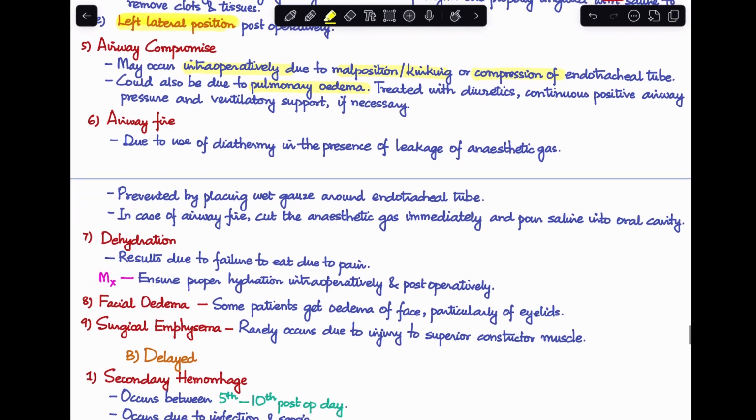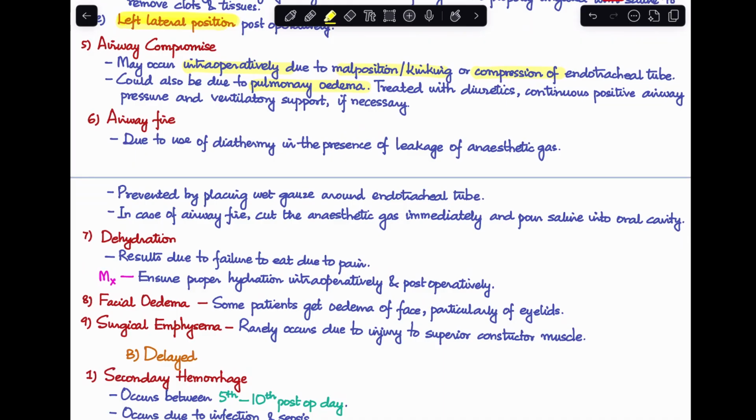Next complication is airway fire. Why does airway fire happen? This can happen when you use diathermy in the presence of a leakage of anesthetic gas. Now, a way to prevent this is to place a wet gauze around the endotracheal tube. So that will prevent the contact between the diathermy and the leaked anesthetic gas.